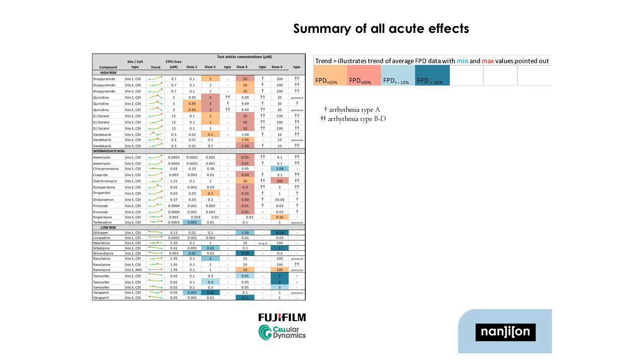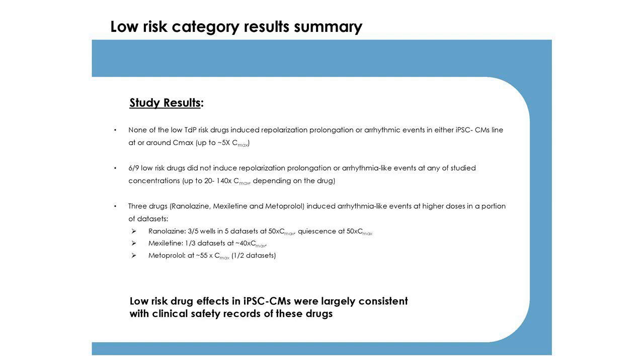So as a complete summary of that validation study for the CiPA, we found that none of the low TdP risk drugs induced repolarization prolongation or arrhythmic events in either cell line at around Cmax or up to 5 times Cmax. 6 out of 9 low-risk drugs did not induce repolarization prolongation or arrhythmia-like events at any of the studied concentrations, up to 20 or 240 times Cmax.